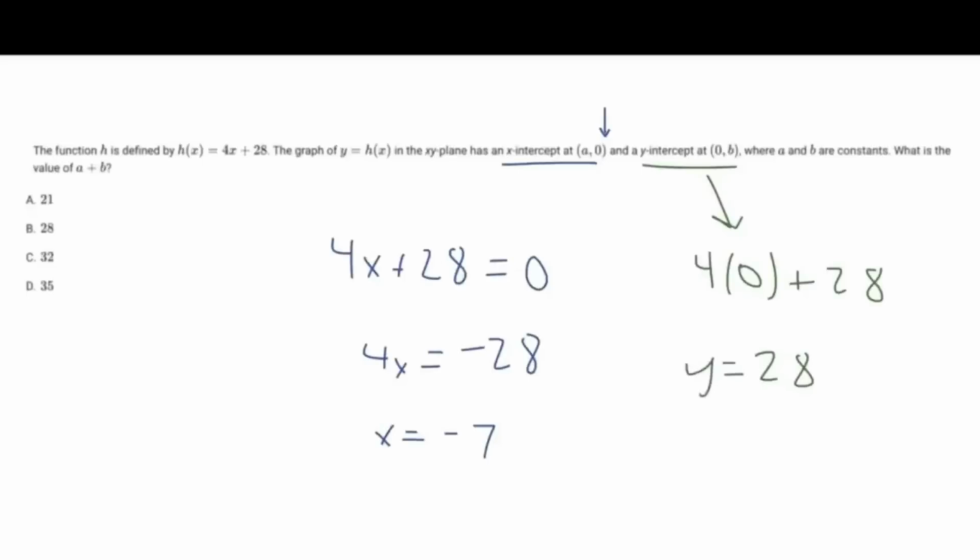And so now the question says, what is the value of a plus b? So the value over here, negative 7, is our a value, and then positive 28 is our b value.